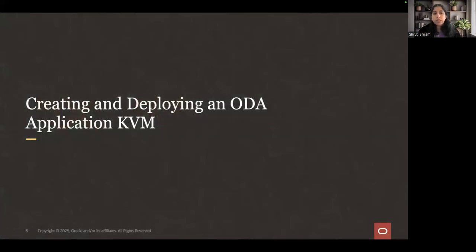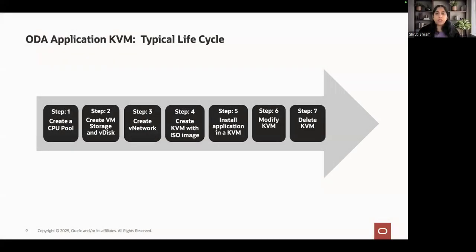So in the next section, we will get into the process of creating and deploying the ODA app KVM. This is a bit of an overview of the life cycle of creating an app KVM. So we have step 1 here, which is you can create a CPU pool. This is a dedicated set of CPU cores for the application tier, and it ensures that the application has guaranteed access to processing power without interference from other workloads.